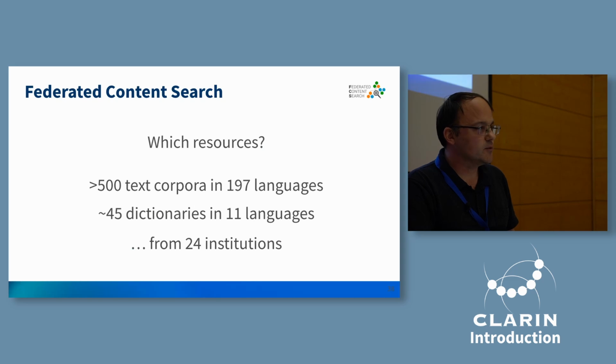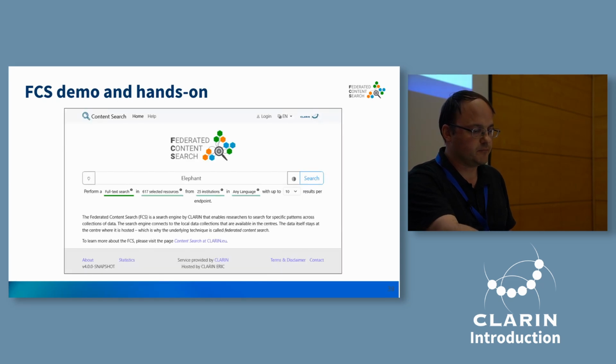So you might ask what resources are currently available. We heard there are 800,000 resources in the VLO right now. Unfortunately, not all of them are already connected to the FCS, but we're working very hard to make that happen. Right now, we have more than 500 text corpora or treebanks in around 200 languages available in the FCS. For 3 years, we've been working on connecting lexical resources. So right now, we have around 45 dictionaries in 11 different languages. And there are overall 24 institutions in CLARIN that are participating in this infrastructure. And we're working to increase all of those numbers. And we were quite successful over the last year, so we are quite confident that we can make that happen.